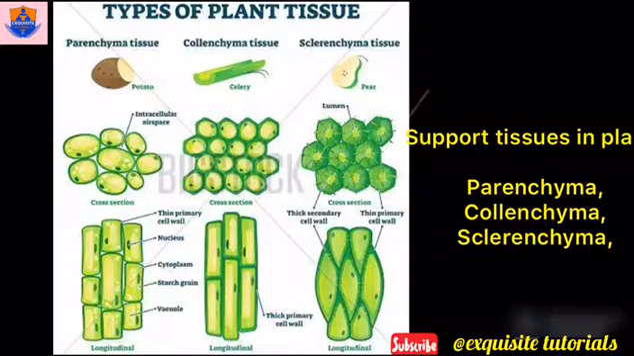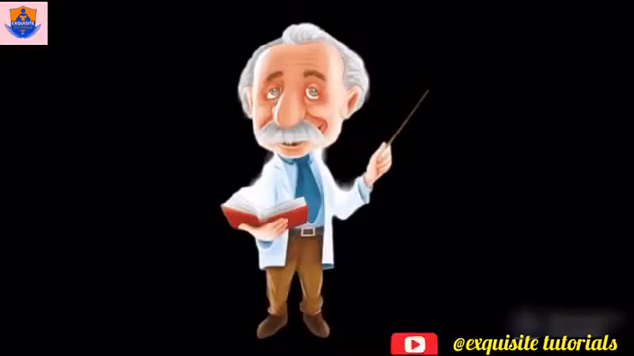We have the last supporting tissue, which also has thick, rigid cell walls. We call it what? The sclerenchyma. So sclerenchyma provides rigidity, resilience, and hardness. Those are the main functions of the sclerenchyma.